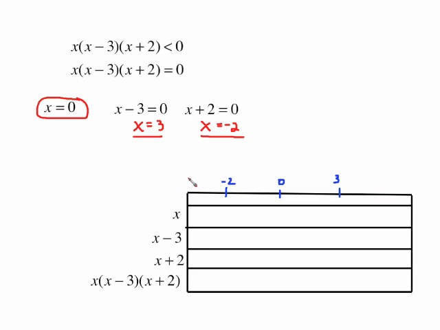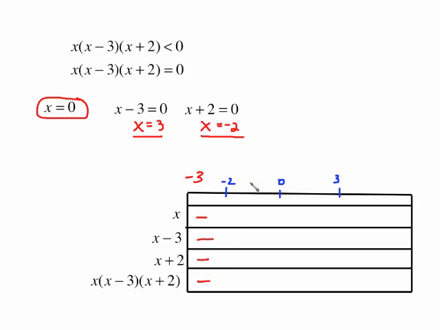Pick a number to the left of -2, like -3. If you put -3 in for x, obviously that's negative. A -3 in here is -3 minus 3, which is a -6. -3 plus 2 is -1. A negative times a negative times a negative is a negative.